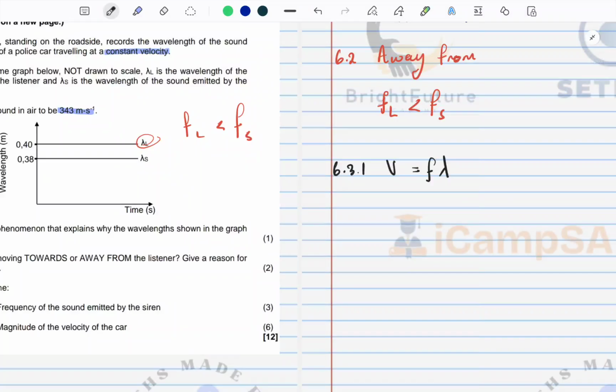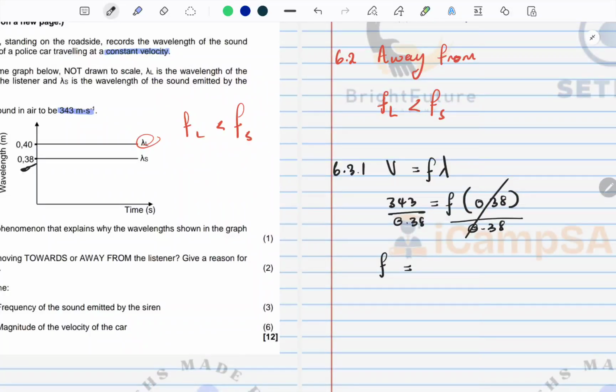With regards to the velocity, 343 equals f times our wavelength. We're going to use the wavelength of the source, which is this one here, so that is 0.38. Then divide by 0.38 on both sides. This goes away, and you are left with f.